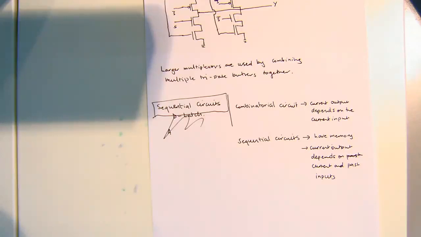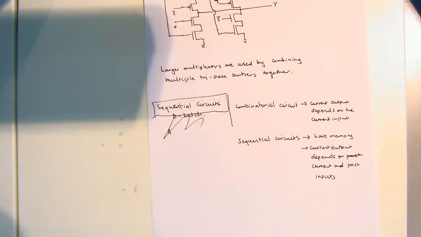Okay, so combinatorial essentially means that the output now depends on the input now. That's it. There might be some propagation delay, but the output is a function of the current inputs. Whereas in a sequential circuit, the output now can depend on past states.